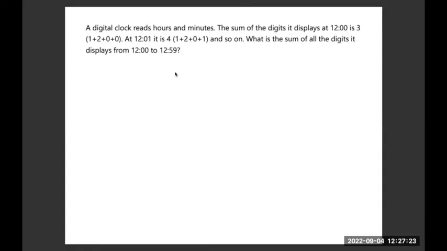Here you're given a digital clock. The sum of the digits it displays at 12 is 3, and 3 comes from 1 plus 2 plus 0 plus 0. 1200, you add all the digits, and that's where 3 gets displayed. At 1201, it becomes 4, 1 plus 2 plus 0 plus 1, and so on. What is the sum of all the digits that are displayed from 12 to 1259? How do you do this? Are you going to manually do the summation of all the digits, or is there a simple method to do this?